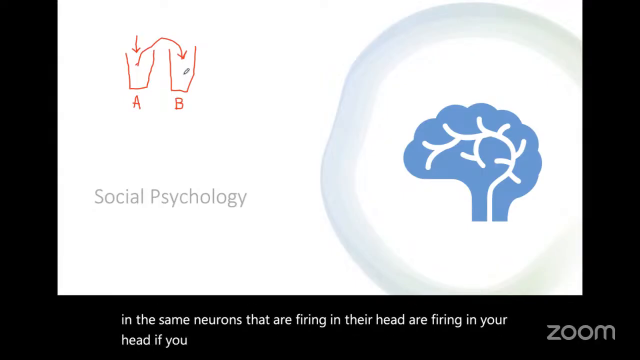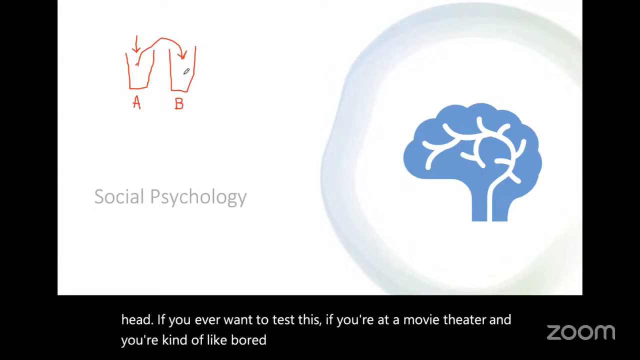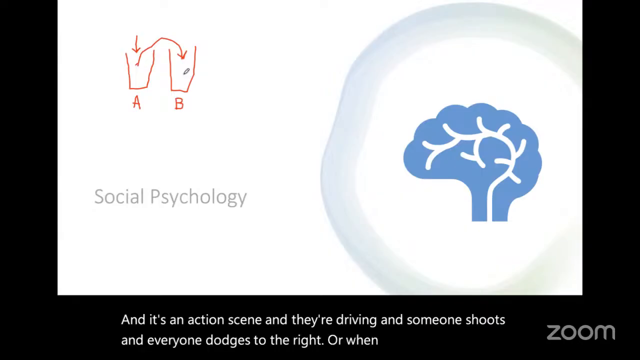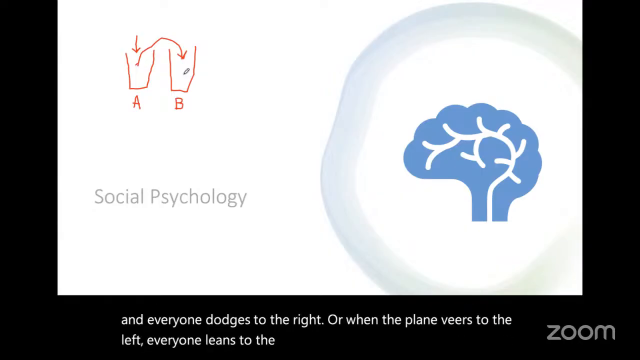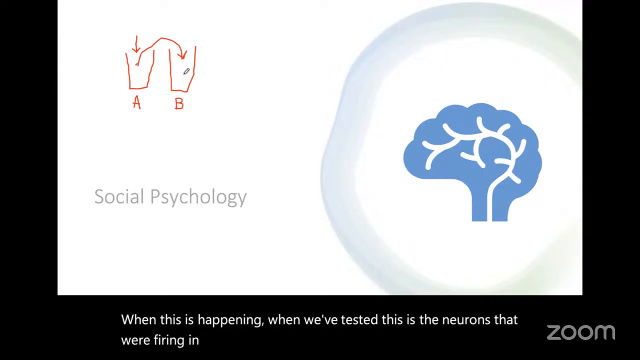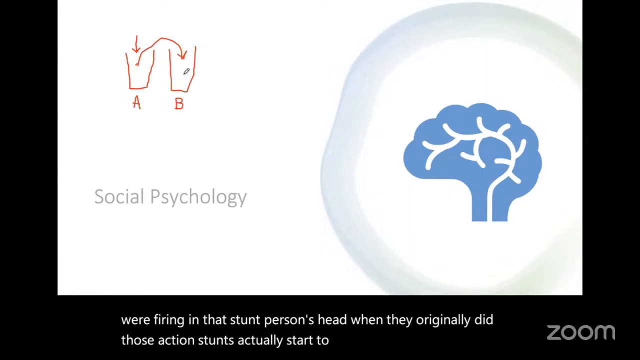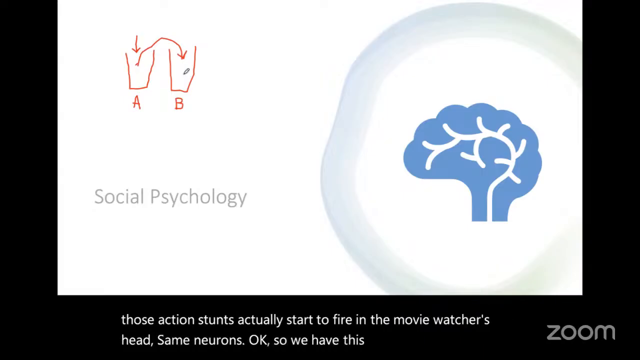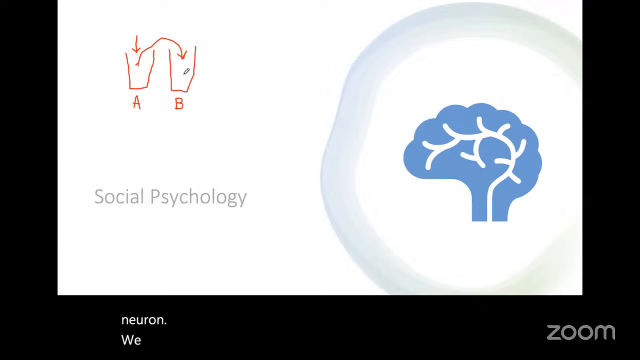If you ever want to test this, if you're at a movie theater and you're kind of bored with the movie, and it's an action scene and they're driving, and someone shoots and everyone dodges to the right, or when the plane veers to the left, everyone leans to the left. Okay. When we've tested this, the neurons that were firing in that stunt person's head when they originally did those action stunts actually start to fire in the movie watcher's head. Same neurons. Okay. So we have this capacity of mirror neuroning.